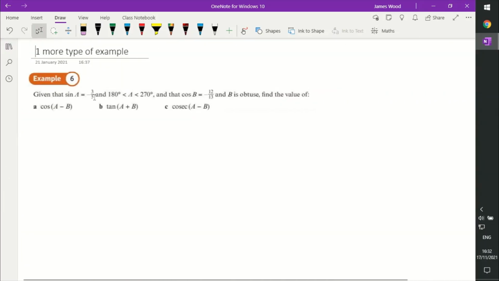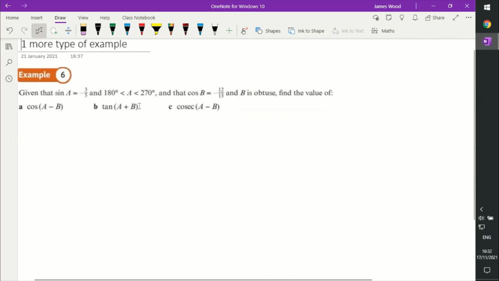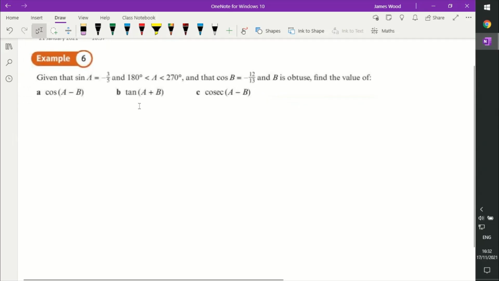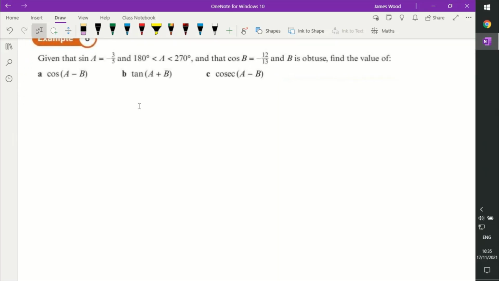Okay, I'm just going to do one more type of example. And we've seen some like this in the last chapter as well. So it says, given that sine A is minus 3/5, and that A is between 180 and 270, and cos B is minus 12/13, and B is obtuse, so that means that B is bigger than 90, but less than 180. Find the value of these expressions here.